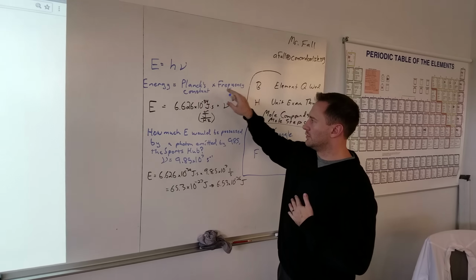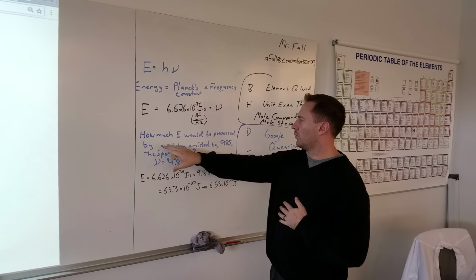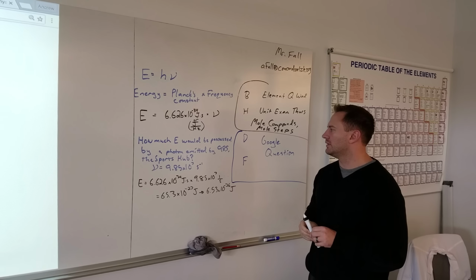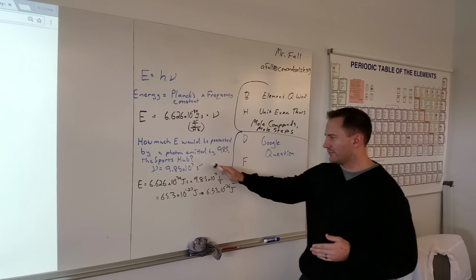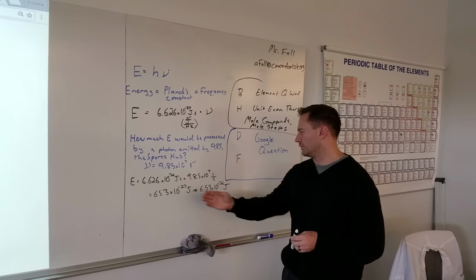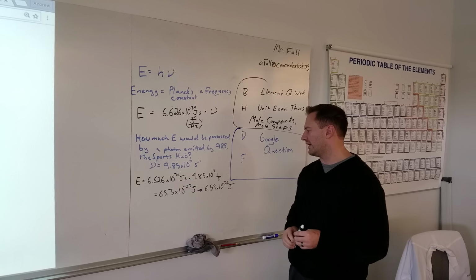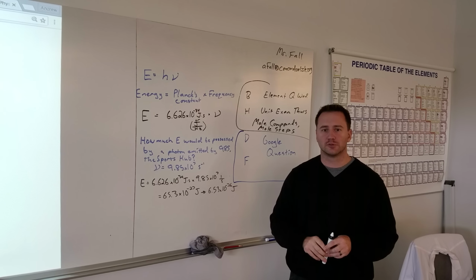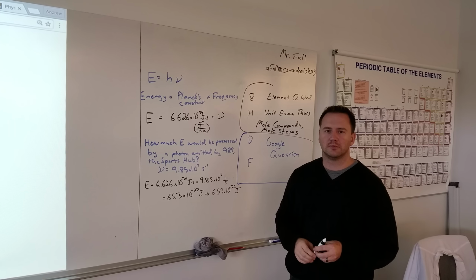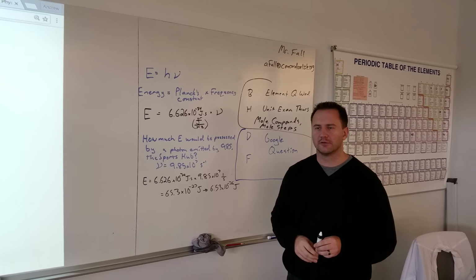So we use this equation, and what I could do is ask you how much energy would be possessed by a photon emitted by 98.5. We have the frequency. All we have to do is multiply that by Planck's constant. When you do that out, you would get 6.53 times 10 to the negative 26 joules. So that's how much energy is possessed by that single photon being emitted by that radio station there.